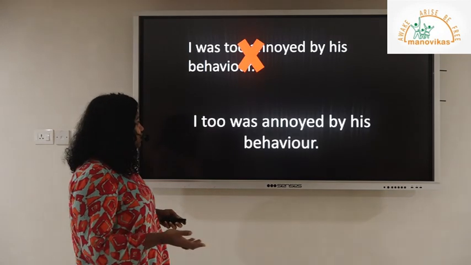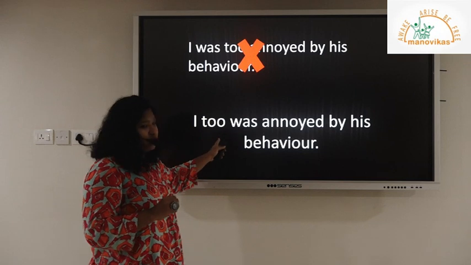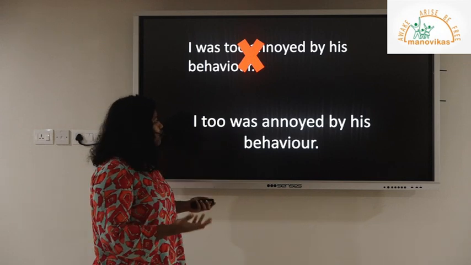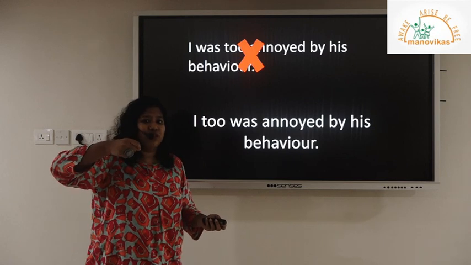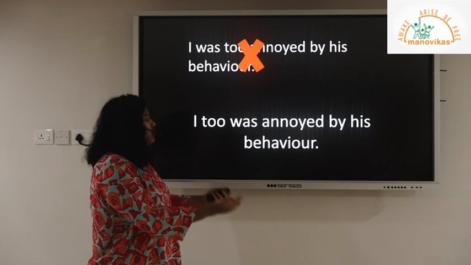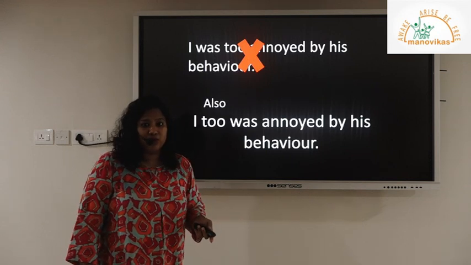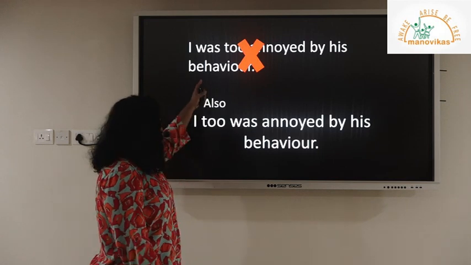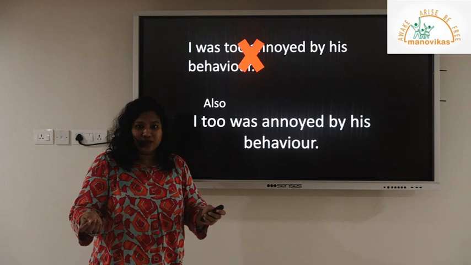How can I use the word too also? A lot of students put the word too before here. For example, I too was annoyed by his behavior. Just by changing the place of that word too, I've actually changed what it means. I too was annoyed by his behavior. It means I also was annoyed by his behavior. So can you see how it varies? Just the positioning of the word.